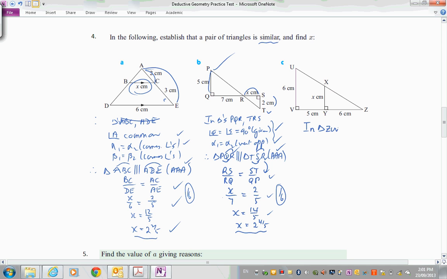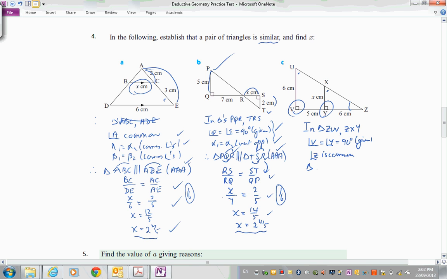ZUV and ZXY. What can we say? Angle V equals angle Y equals 90. That was given. Just taking a shortcut in labelling those angles. What else have we got? Angle Z is common. So therefore, that's all that we have to do, because the third angle, by difference from 180, must be the same.